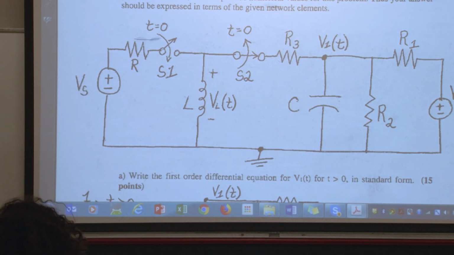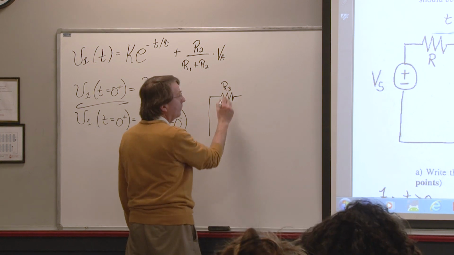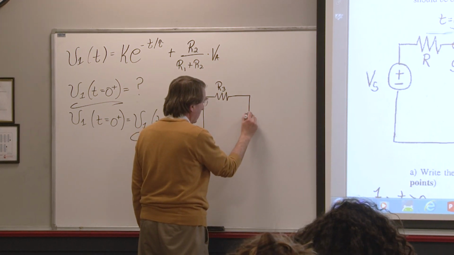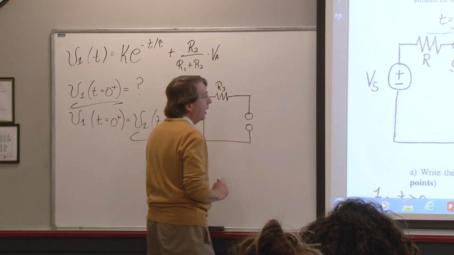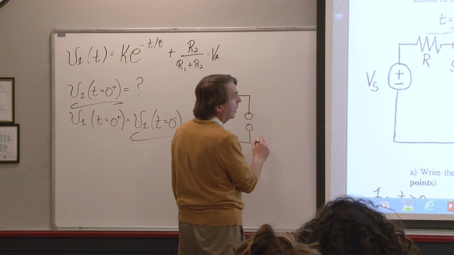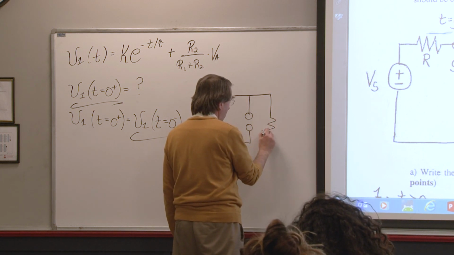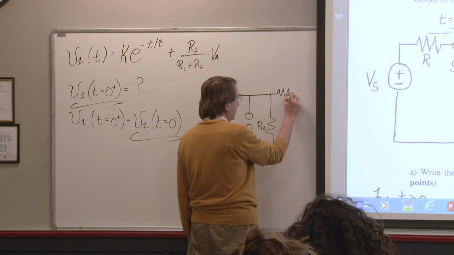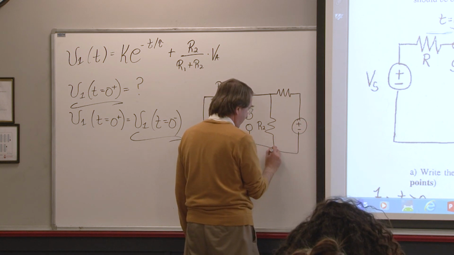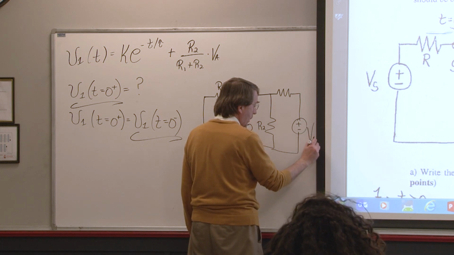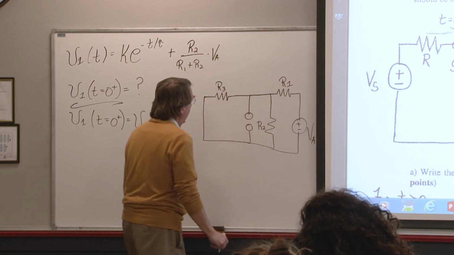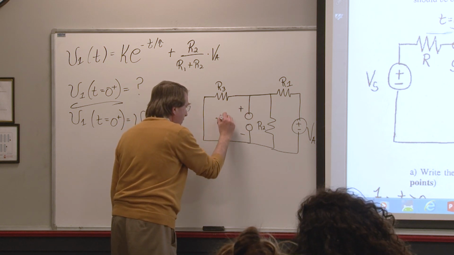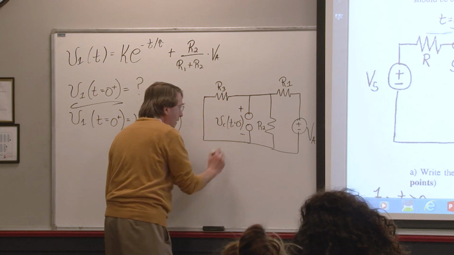So redraw this circuit. I'm drawing it on the board. Here's the inductor as a wire. I then go through R3. I then go through the capacitor. Capacitor is open. I then go through R2. I then have R1 and then VA. This is VA. This is R1. And this is the voltage that I want. This is the voltage across the capacitor at t equal 0 minus.